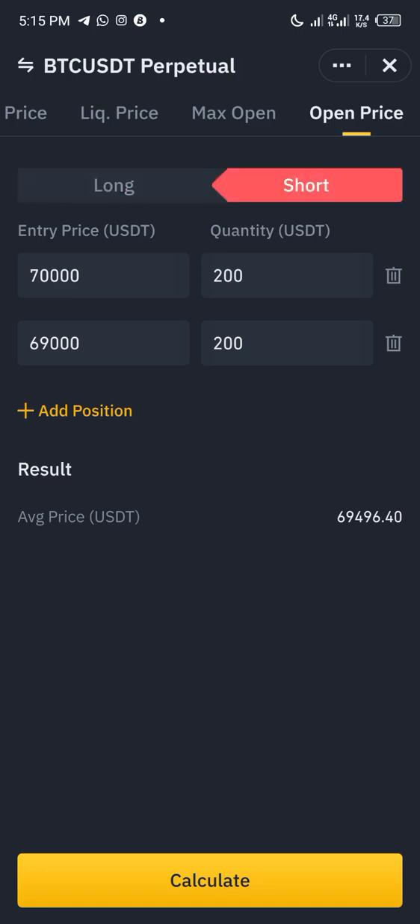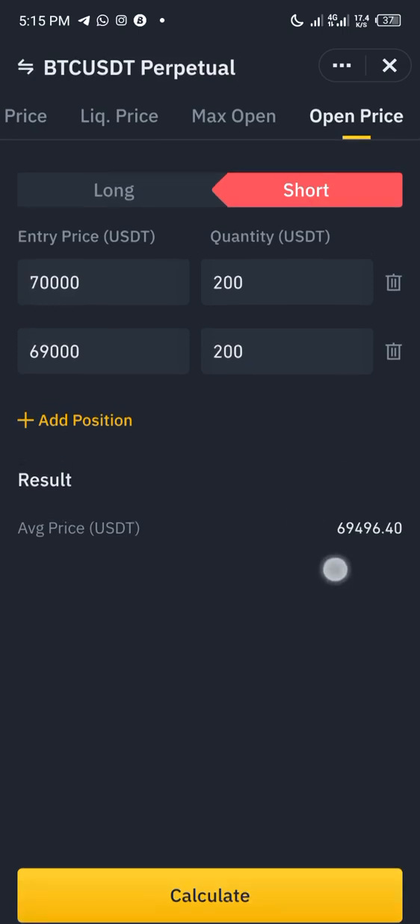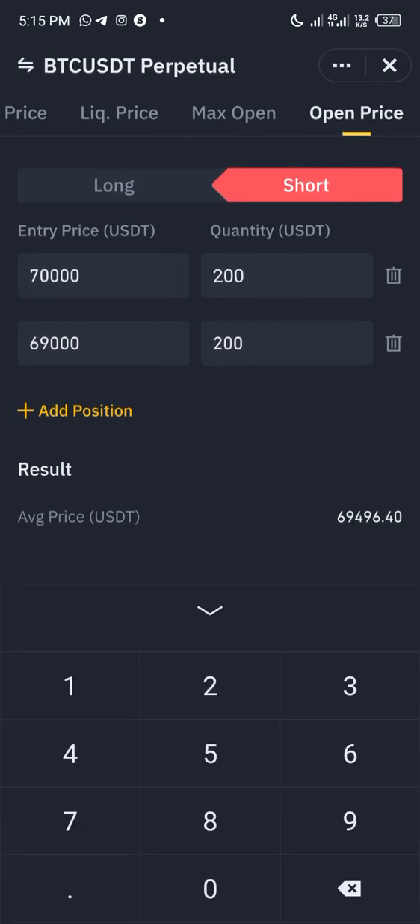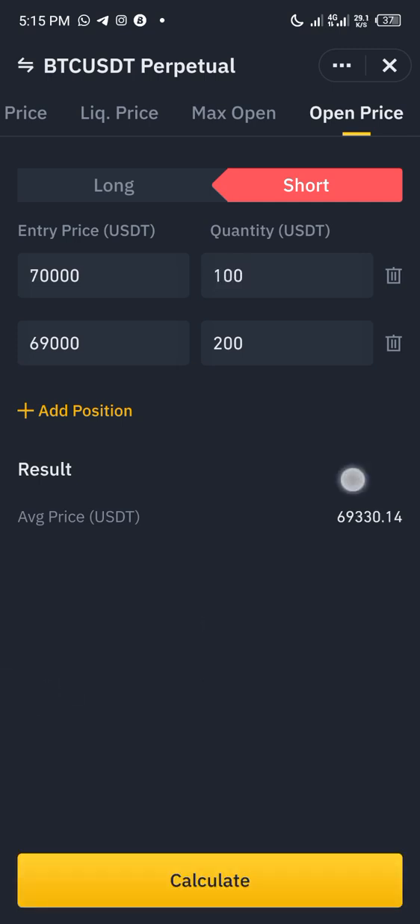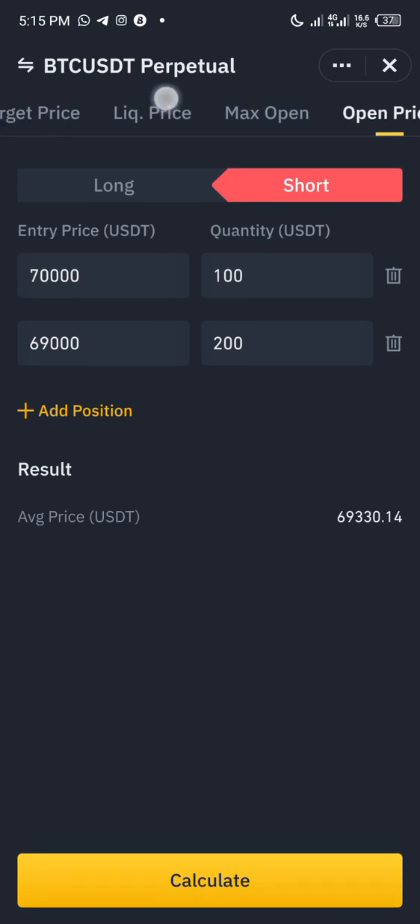You can also do it for short position. Let me just click on calculate again. It is going to give me the same amount, but if I reduce the amount I want to use to trade, let me change this to 100 USDT. If I calculate it, the value will change to 69,330 USDT. So that's how you use the 5 function calculator options in futures trading.